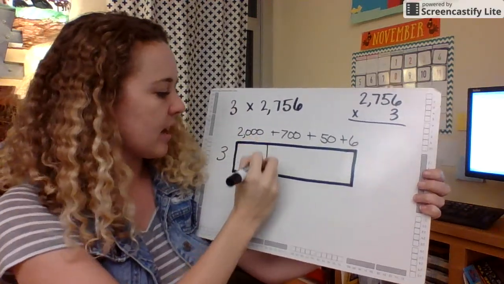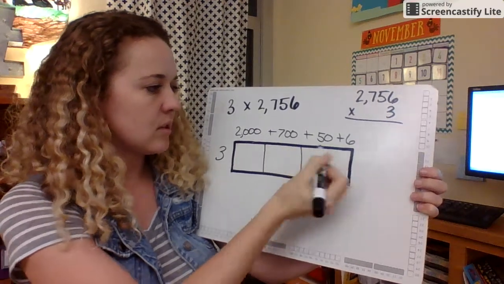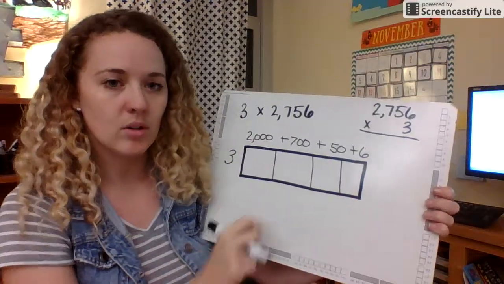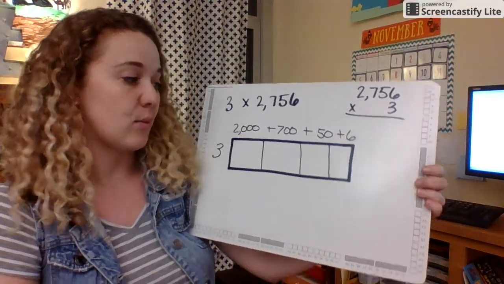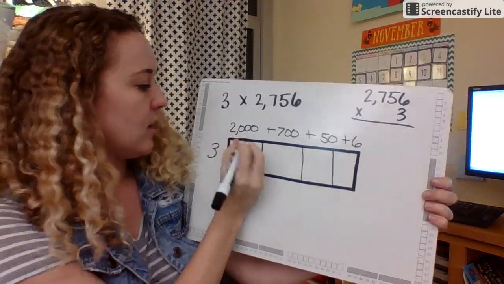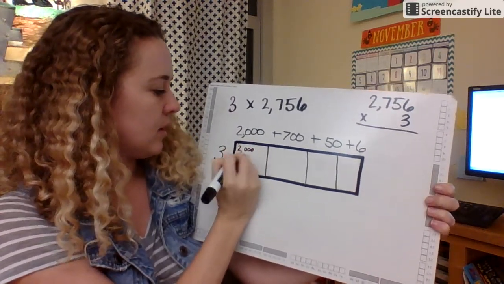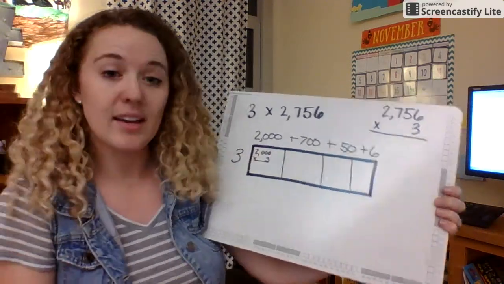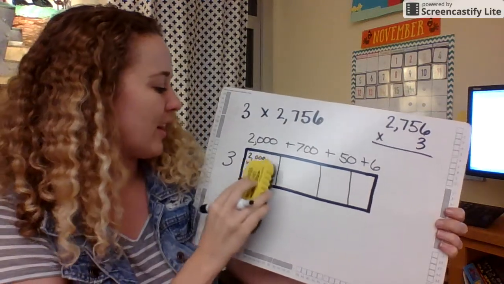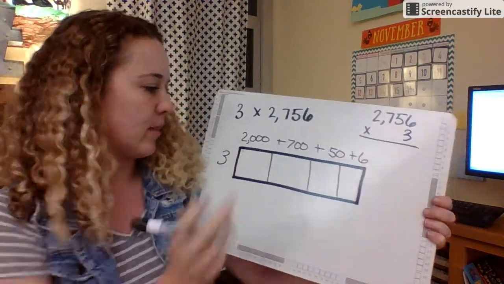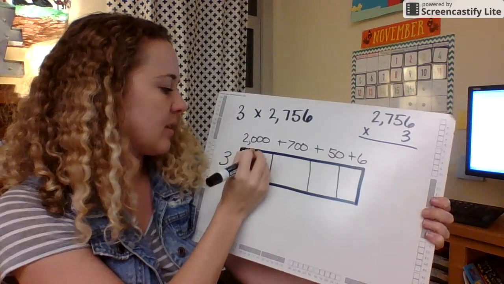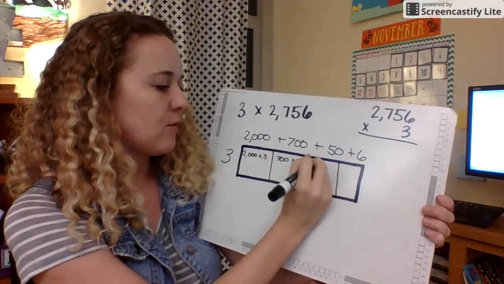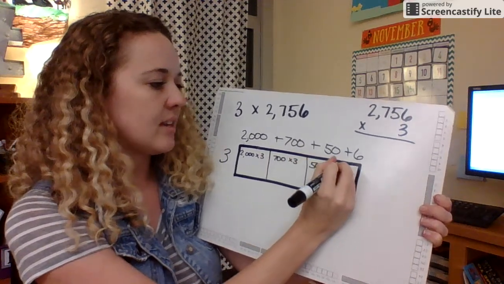So then I'm going to break down the rectangle into smaller amounts, and I'm going to find the product of each of these to find the total product of the whole area of the rectangle. So I'm going to multiply 2,000 times 3. And I'm actually going to write that a different way because that's not how I want them to solve it. I don't want them to solve it using the vertical method just yet. 2,000 times 3. 700 times 3. 50 times 3. And 6 times 3.